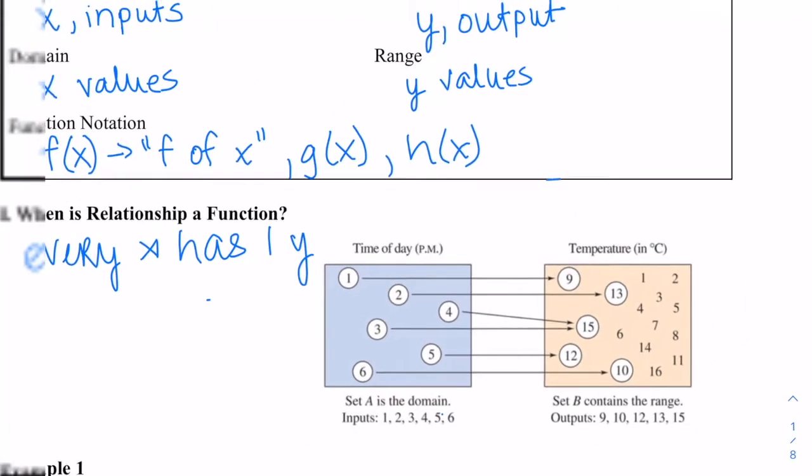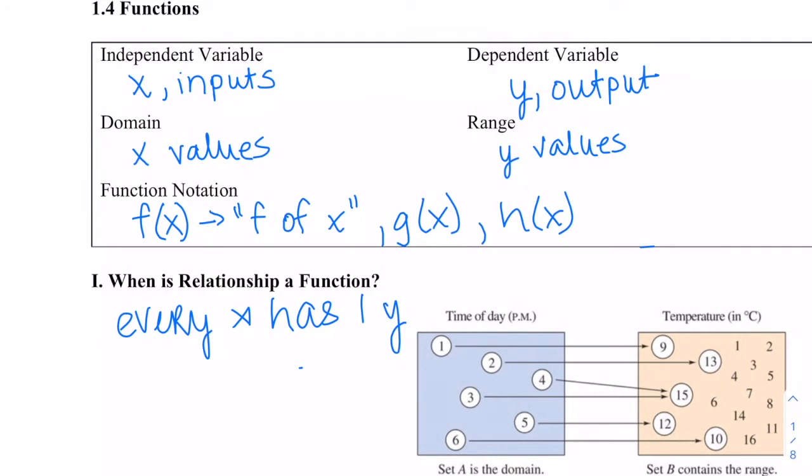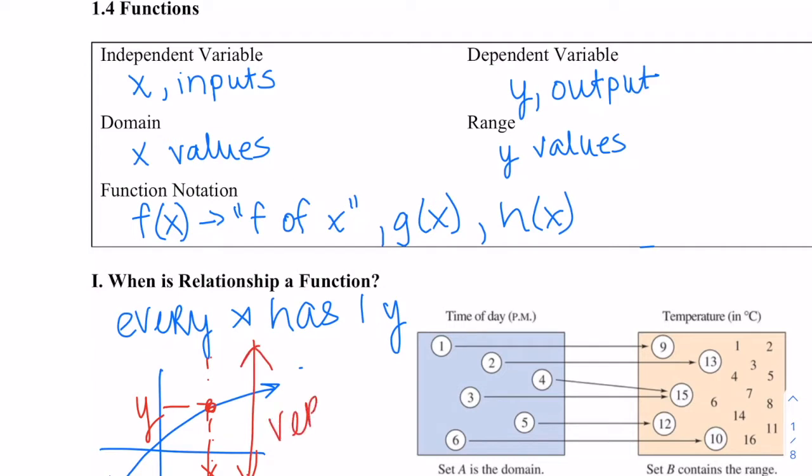Another way to make sure a relation is a function is to look at its graph. So if a graph has one y for every x, then it's a function, meaning it passes the vertical line test.